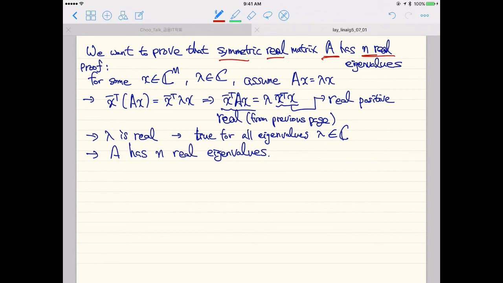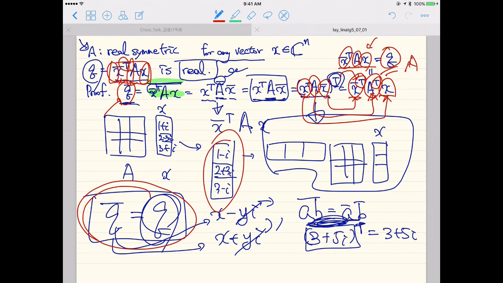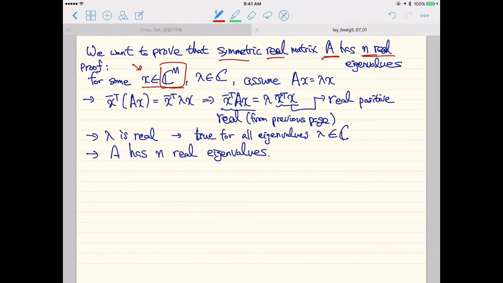Okay, so now let's think about some vector x in complex numbers. If we have a 3×3 matrix, real and symmetric, let's just think about some general vector x, which is a complex number. So it's a three-dimensional complex vector similar to this. Okay, and then for some eigenvalue, let's just assume that is also a complex number.